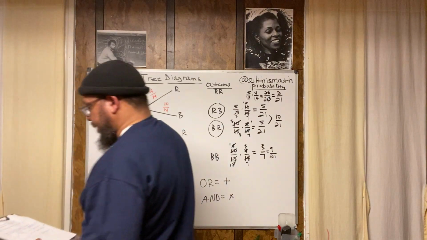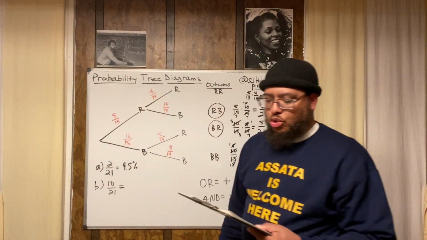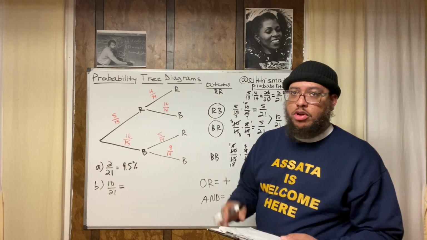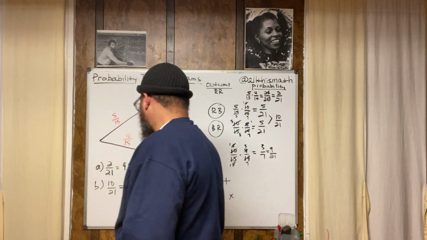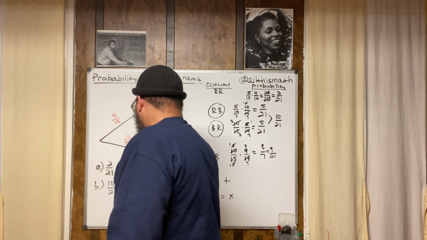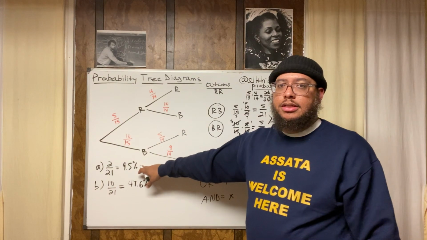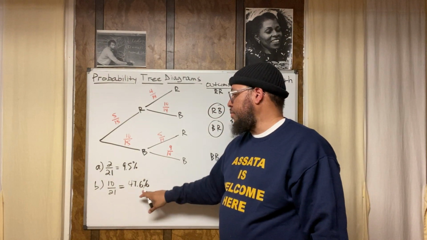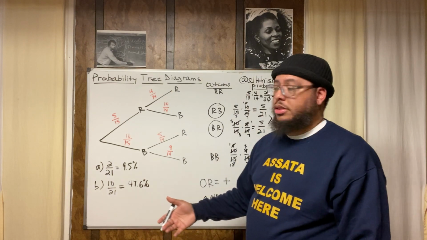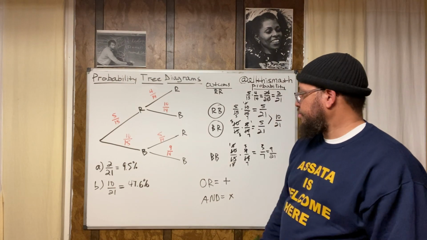As a percentage, 10 divided by 21 gives you 0.476. You take that, multiply it by 100 to convert it to a percentage, and now you got 47.6%. So it's almost a 10% chance that you're going to pull two red marbles, but it's a 47.6, almost 50% chance to pull a red and a blue. You're almost five times as likely to pull a red and a blue.